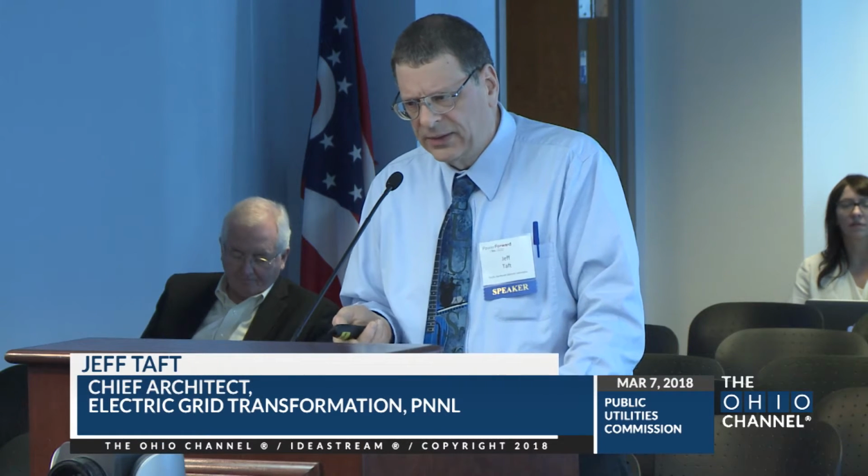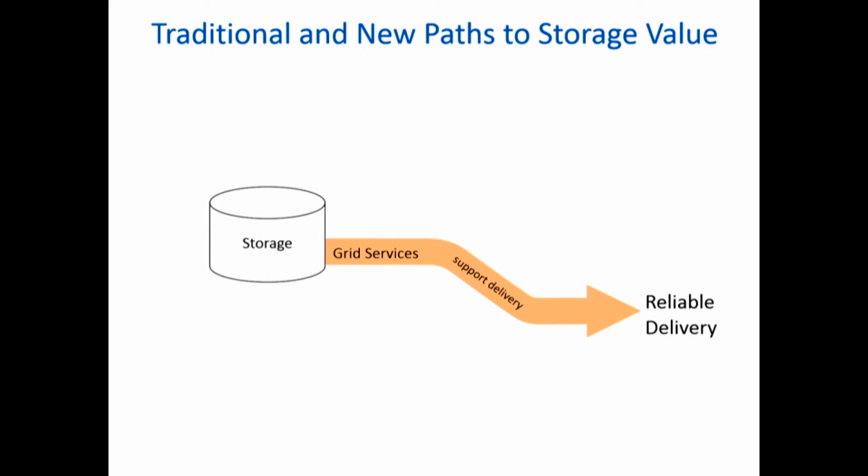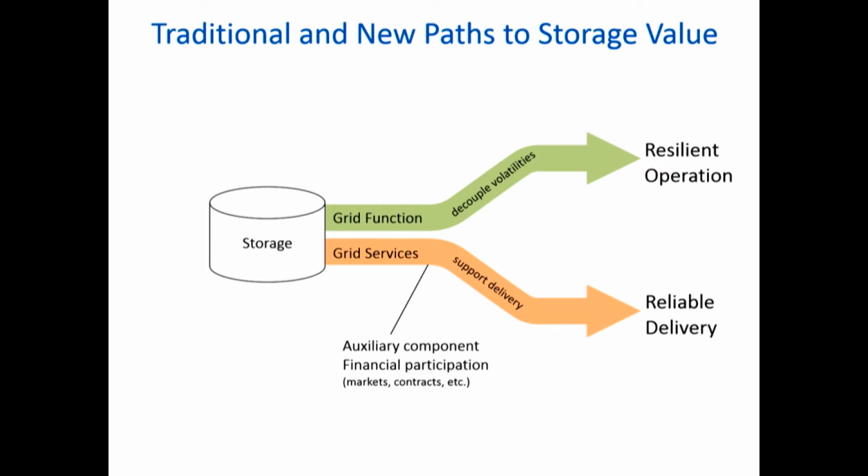So there are a couple of paths to thinking about value for storage, and the traditional path that we've talked about has to do with thinking of it as supplying grid services, and that's really aimed at reliable delivery of electricity. The typical model for that is it's kind of an auxiliary component. Maybe we have a market monetization approach to dealing with those services. Another path for storage at the distribution level is to think of this in terms of core components and resilient operation of the grid. So it's more nearly focused on internal characteristics of the grid and making it perform well for the consumers. And in that case, you may think about that as a grid component and consider other options for how that would be paid for.